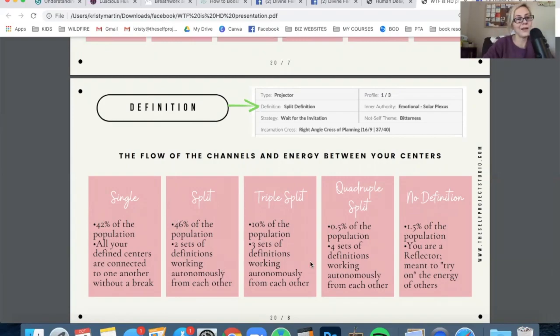Triple split is going to be, again, the same thing. So three separate energy centers connected, working separately from each other, but not connected together. Quadruple splits are going to have the four. And no definitions, that's the reflector. That means you have no centers that are connected to each other. You are literally here to try on the energy of others. So you're going to have no consistent energy that you pull from yourself.